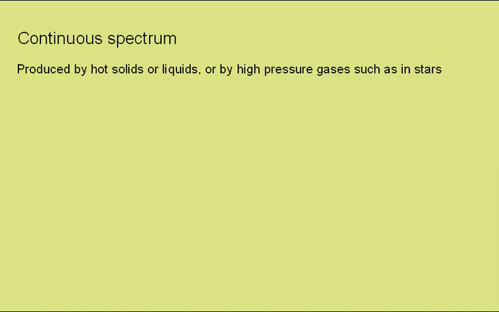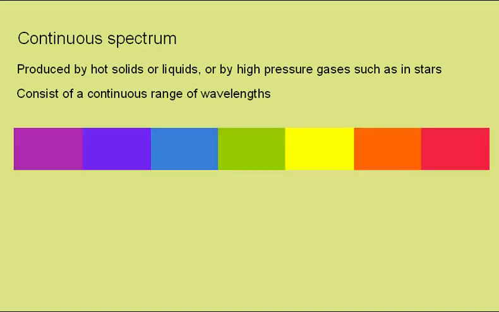And now continuous spectra. These are produced by hot solids or liquids, or by high-pressure gases such as found in stars. They consist, as the name suggests, of a continuous range of wavelengths, and give a pattern rather like this. Now on to absorption spectra.